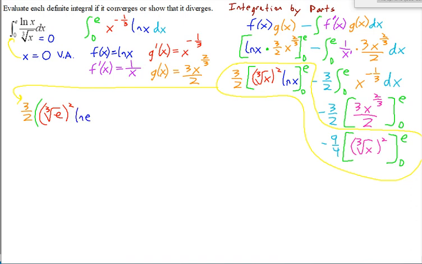And then minus the lower limit, which is 0, so cube root of 0 squared times the natural log of 0. And that's where you might notice it gets a little weird. We'll come back and talk about that natural log of 0, because as we know, that's undefined. And then we've got the negative 9/4 times cube root of e squared, minus the lower limit, cube root of 0 squared.